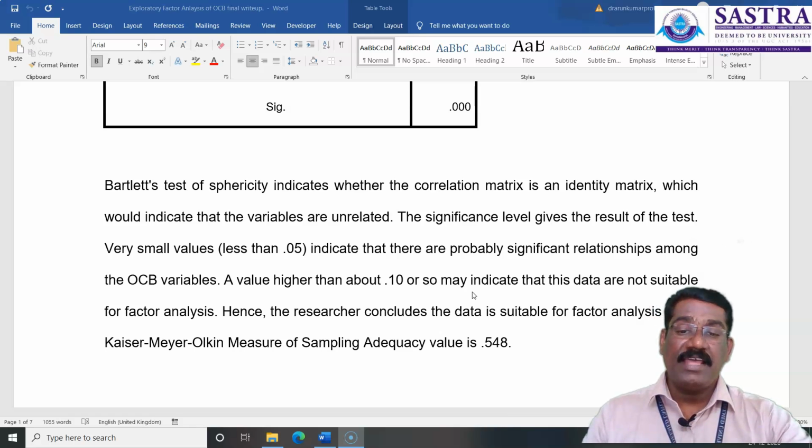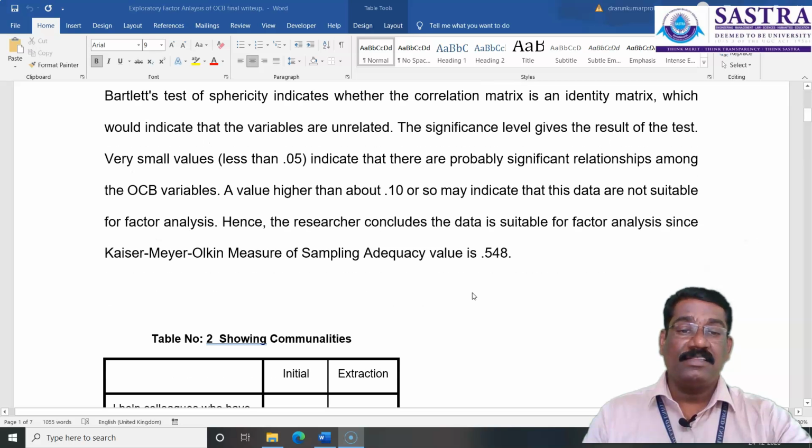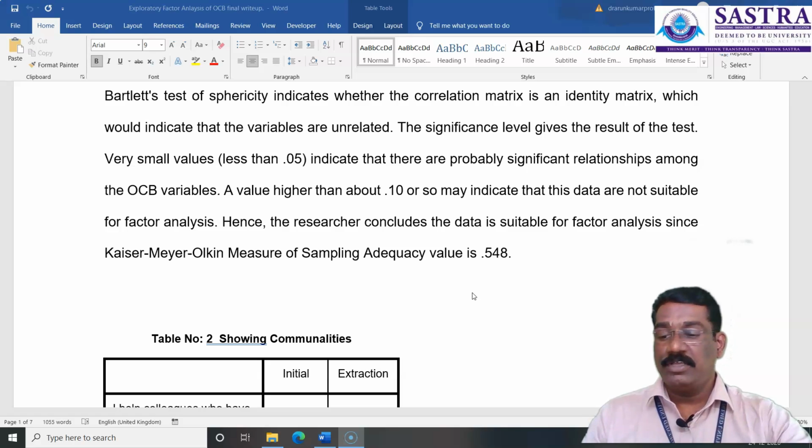A value higher than about 0.10 or so may indicate that the data are not suitable for factor analysis. Hence, the researcher concludes the data is suitable for factor analysis since the Kaiser-Meyer-Olkin measure of sampling adequacy value is 0.548, which is sufficient to execute exploratory factor analysis.